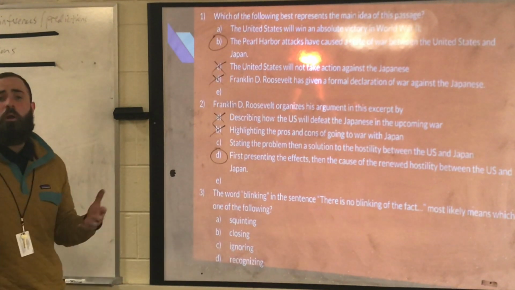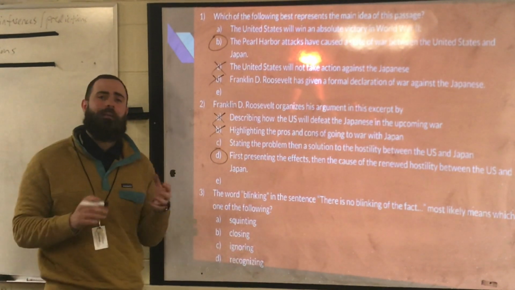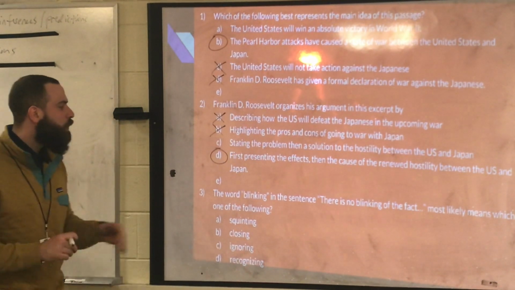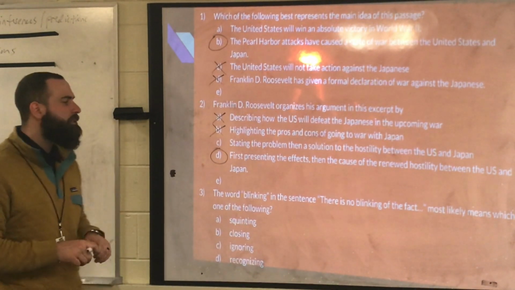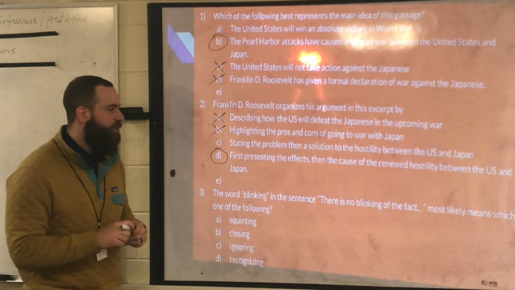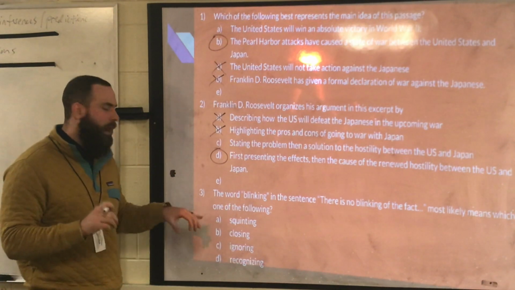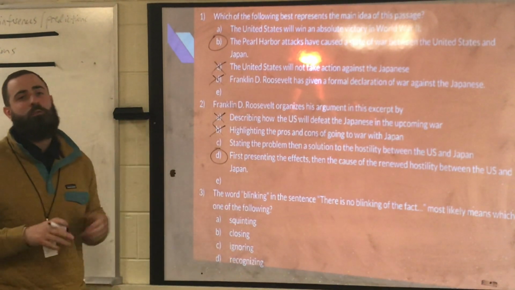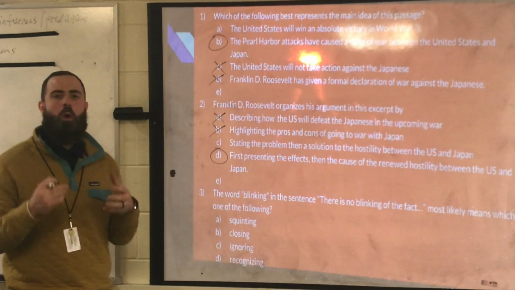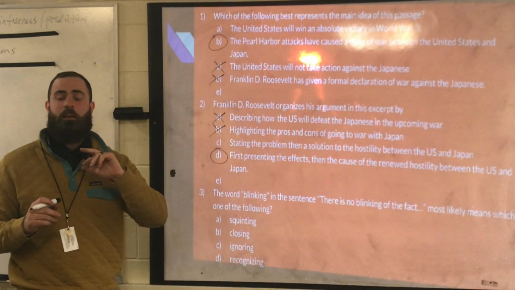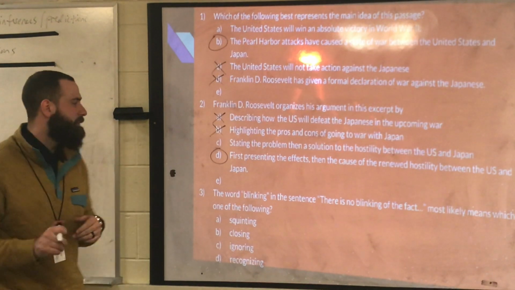Last one, this is a word in context, right? This is what we practiced last PSAT lesson. That's why it was underlined in your passage. The word blinking in the sentence, there is no blinking at the fact, most likely means which one of the following. Now, I'm going to go back to my clues from last lesson, and I know one of the context clues that I can use is simply replacing and seeing if the sentence still makes sense.